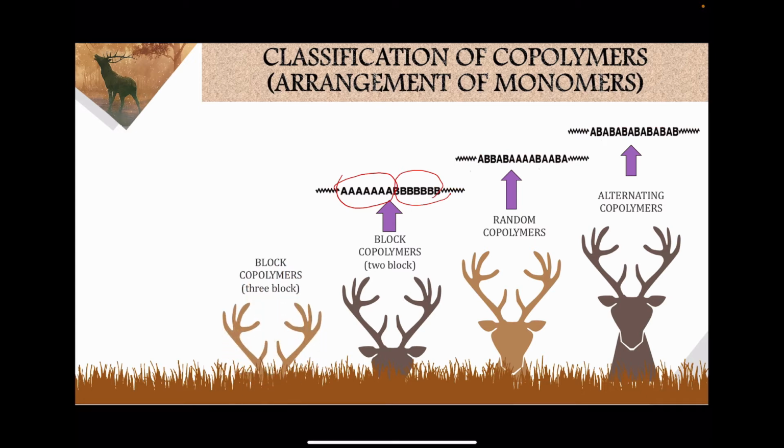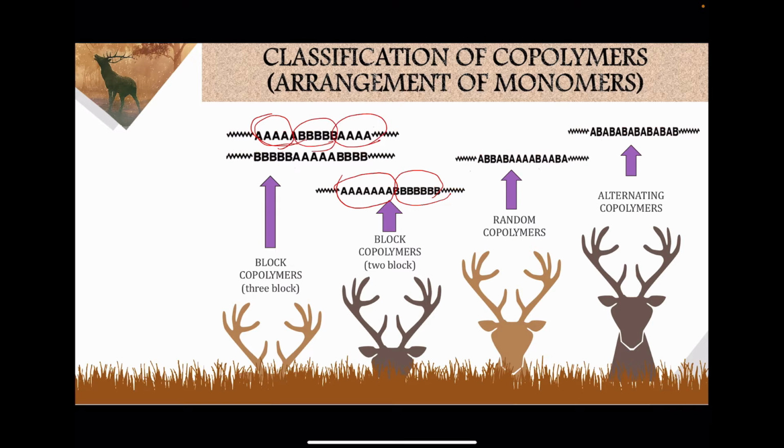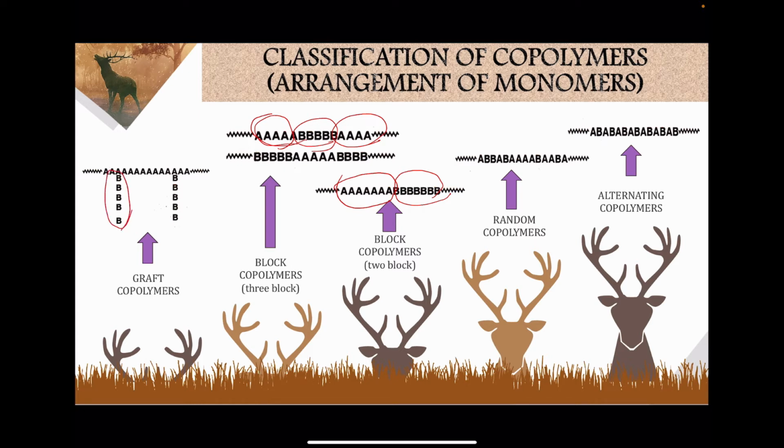While for the block copolymers with three blocks, it means that there are three blocks of monomers that link each other to form the long chain of copolymers. The third one is the graft copolymers, where in these copolymers, two types of polymers link each other to form the chain or the branch of the copolymers. For example, B will attach inversely to form the branch of this copolymer.